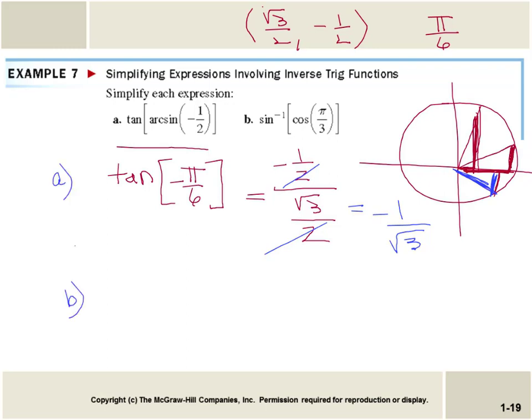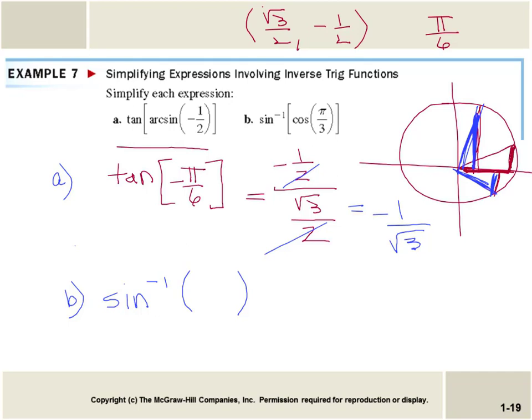For B? B, yes. So what's the cosine of pi over 3? The cosine of pi over 3 is root 3 over 2, right? Nope. You guys have these all backwards. Pi over 3 is the taller of the angles. That means that the x is smaller than the y.